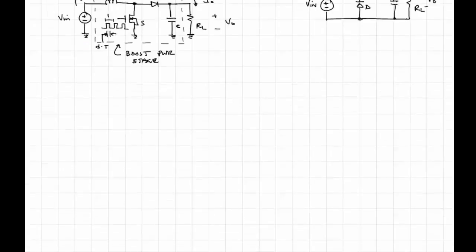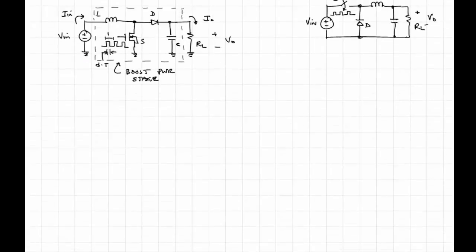Okay, I want to now talk about the basic operation of the boost converter, and it really hinges significantly on the characteristic of an inductor and then of a capacitor. So let's suppose that we had a voltage source, and we'll say that it's 3 volts, and I want to charge a battery over here that is 6 volts.